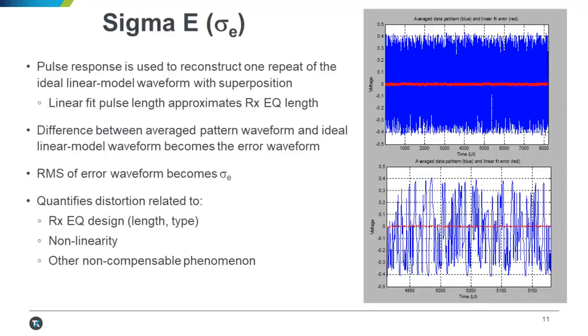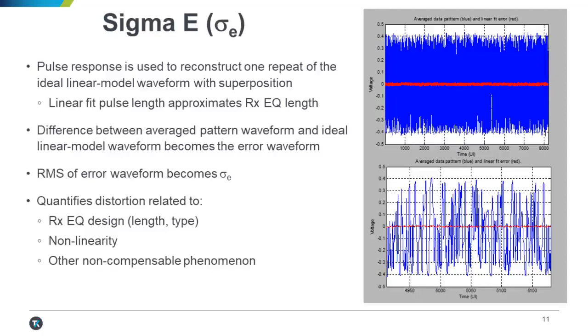Once we have that reconstructed waveform that we've made from the linear fit pulse, we can take the difference of that waveform with an averaged waveform from our original capture, and that becomes our error waveform. You can think of this as: we have the pulse response of the transmitter, we're reconstructing the waveform with that, and comparing it with the actual waveform we captured, averaging out noise and so on. What's left is this error waveform.